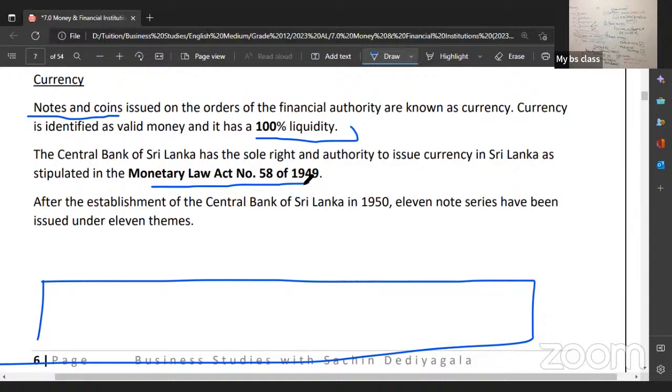The Monetary Law Act number 58 of 1949. So we do have actually a separate lesson on the Central Bank as well. So the Central Bank was established in 1950.